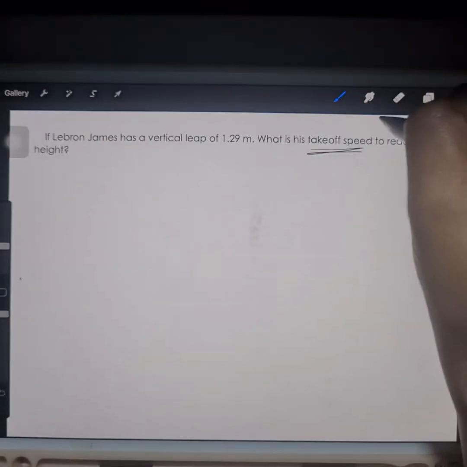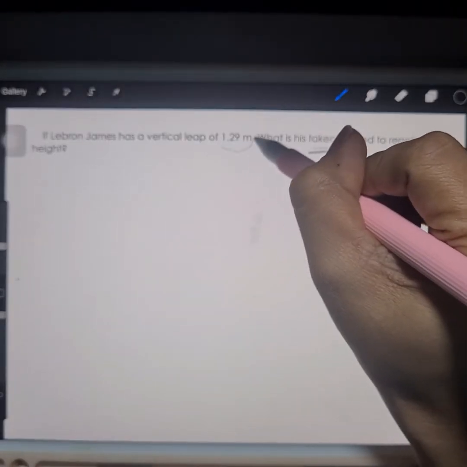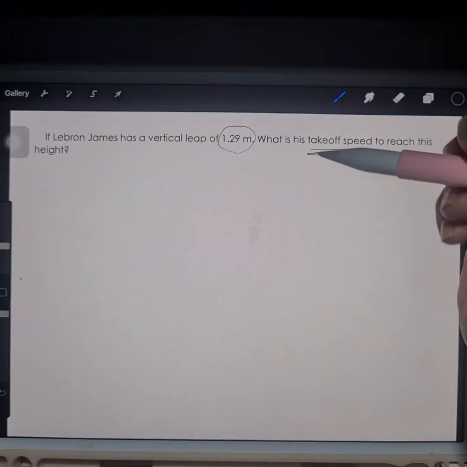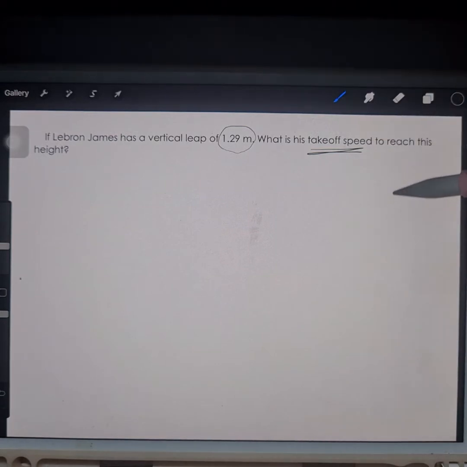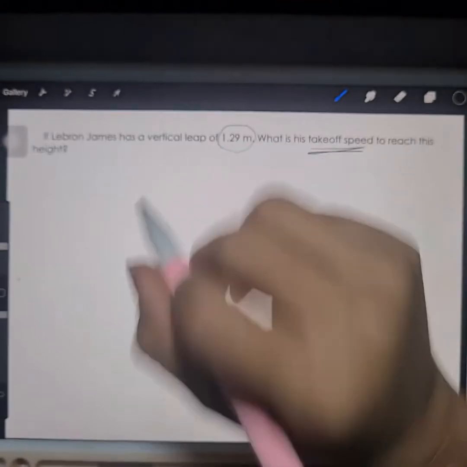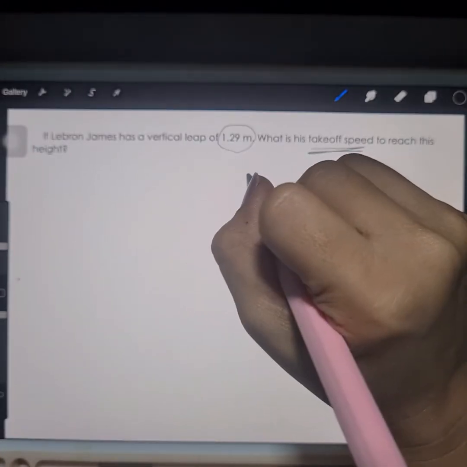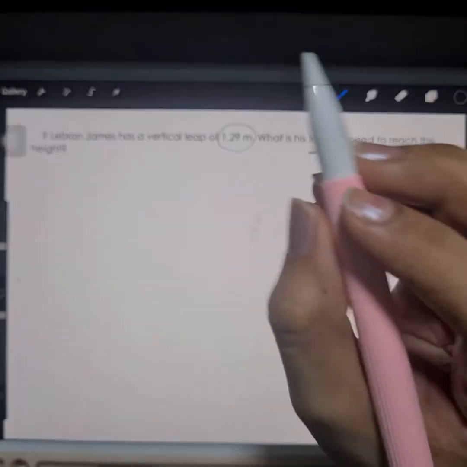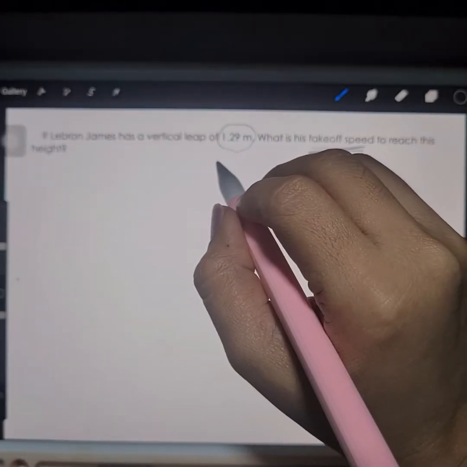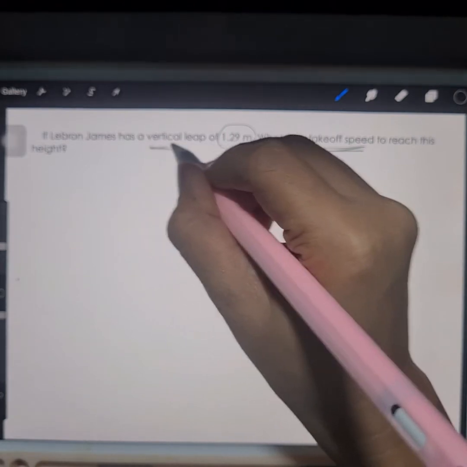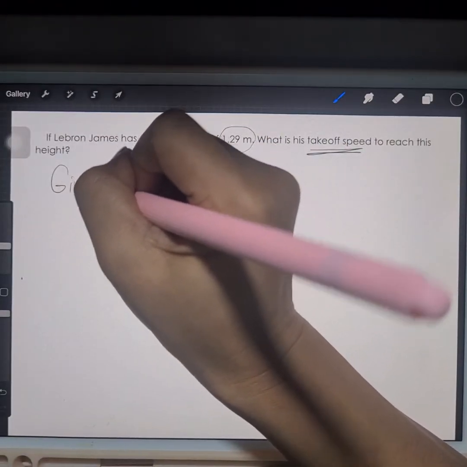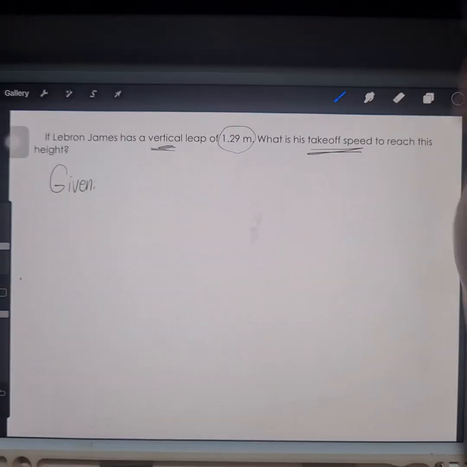Now, as you can see from the problem, we only have one given value explicitly given, but we have to bear in mind that we have another quantity given that is related to vertical motion. Okay, so first, identify the given. When you have a problem, always find the given.